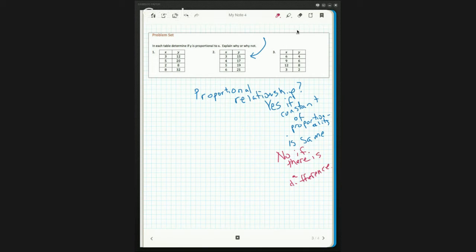Okay, so the way that we do all 3 of these problems is we're going to make a 3-column chart. Notice here, what do we have? We have a 2-column chart. These are all 2-column charts.